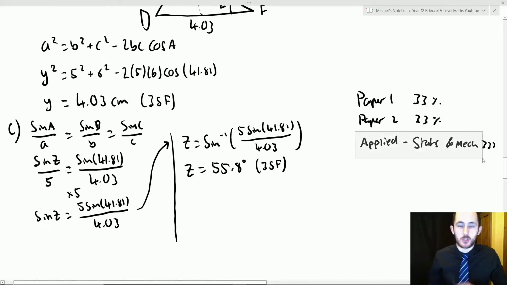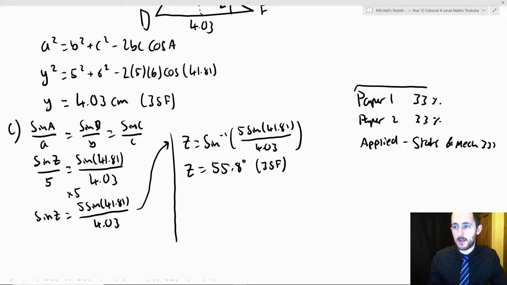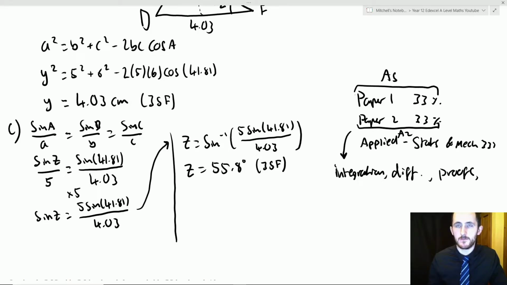Yeah, so with applied, it's all of mechanics and stats. Every single bit of mechanics and stats only appears in the applied paper. For paper 1, roughly, it breaks down to the stuff you did in AS, and this stuff is the stuff you did in A2. Generally speaking, it's a lot of the integration, differentiation, there's a lot of proofs. Whereas in AS, you have things like the CAST diagram. You have algebraic division. Yes, that's correct. Paper 1 and 2 is only pure. Paper 3, or the third paper, is only stats and mechanics.